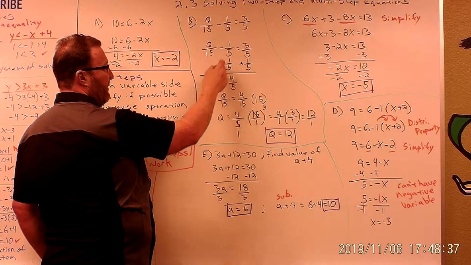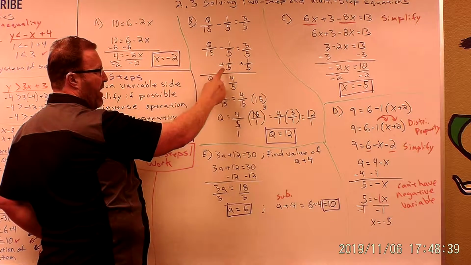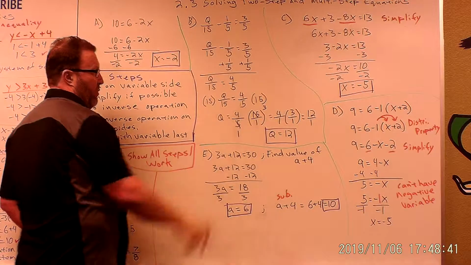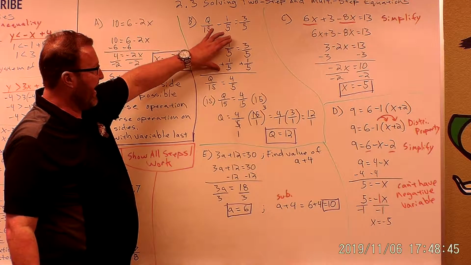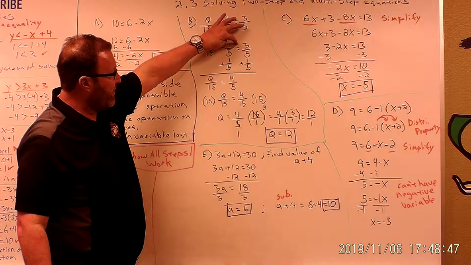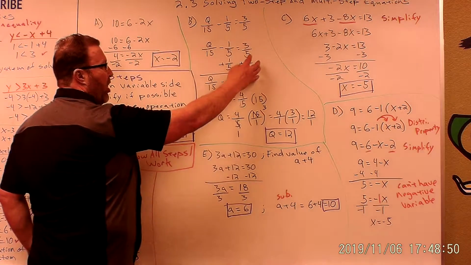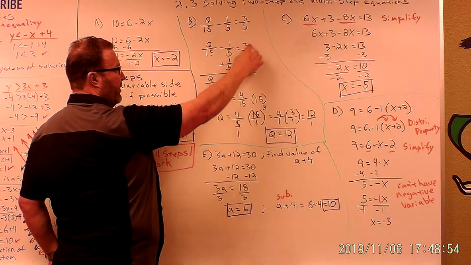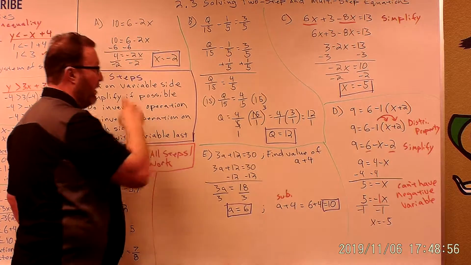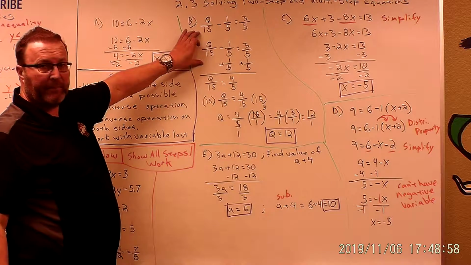We're going to add, because the inverse operation of negative 1/5 is positive 1/5. So negative 1/5, positive 1/5, this cancels out. We do it to the other side, the equal side. We don't do anything with the denominator, we just bring it down. We add the 3 plus the 1, bring down 4. Okay, so there's our first step.